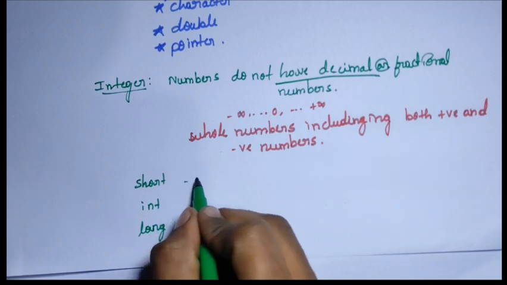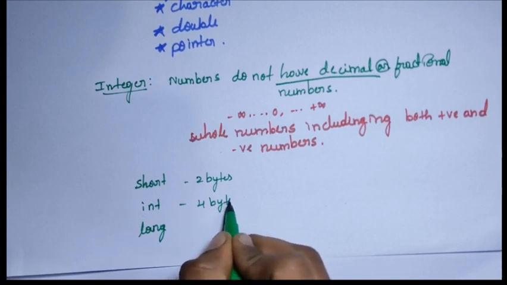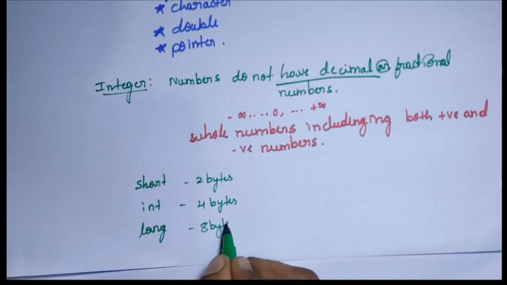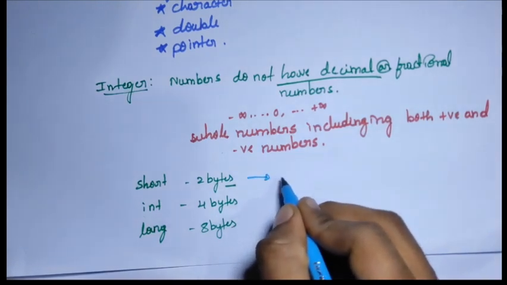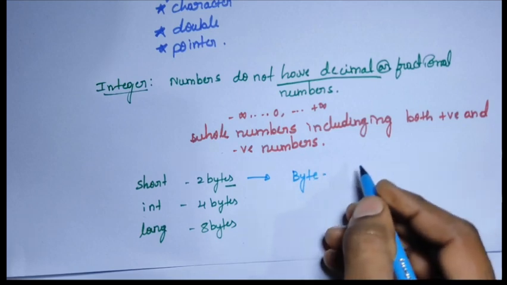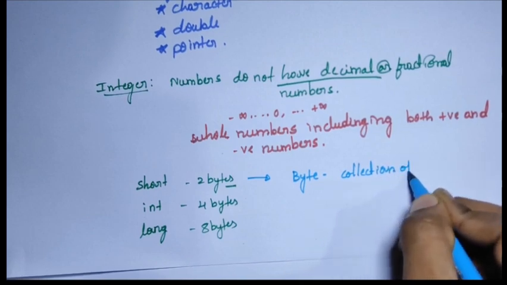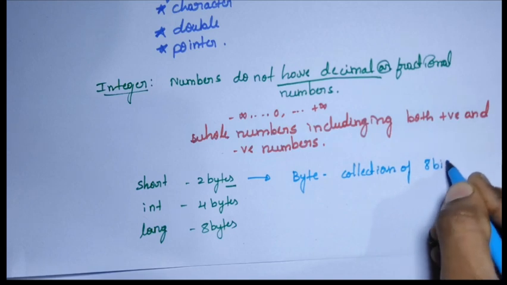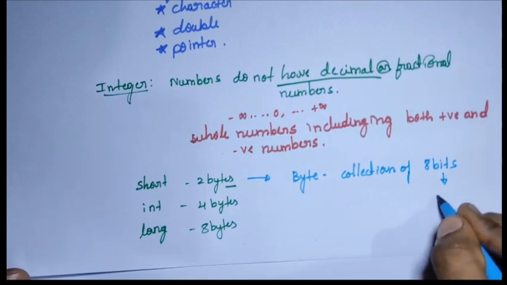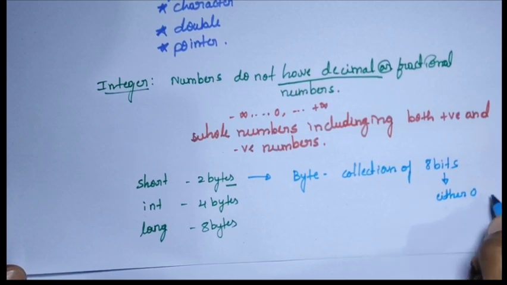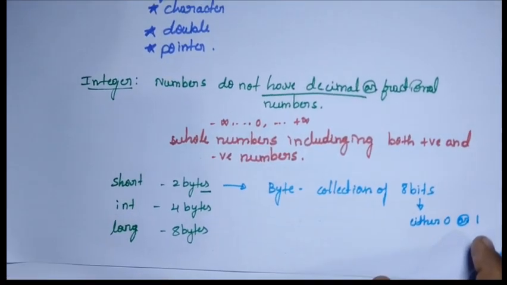Okay, so short int has 2 bytes, int has 4 bytes, and long has 8 bytes. Bytes is nothing but a collection of bytes. What is a byte? Suppose I ask a question: a byte is a collection of 8 bits. So what is a bit? A bit is nothing but either 0 or 1.